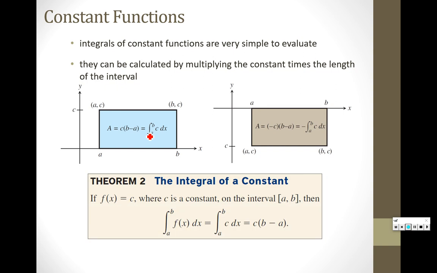So here's theorem number 2. The integral of a constant. If your function is just constant and you want to find the area under the curve, you just multiply your constant times your width. And there's the width right there. That b minus a coming up again is just the width of the interval.